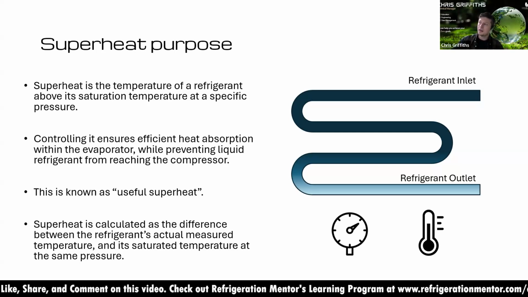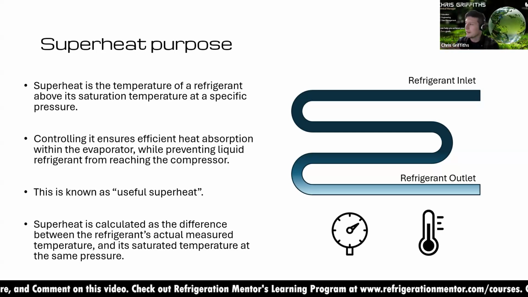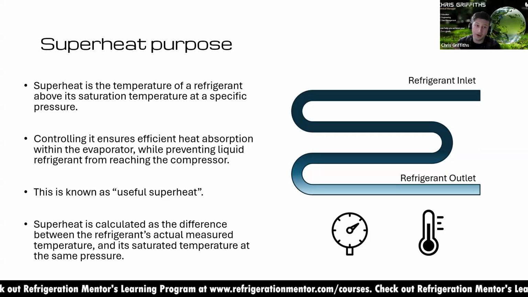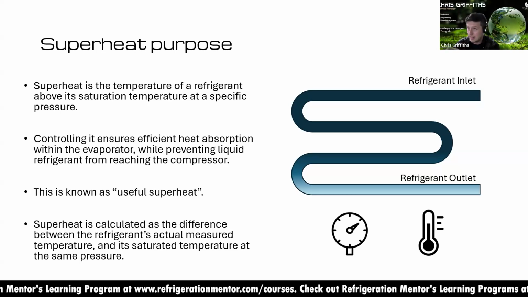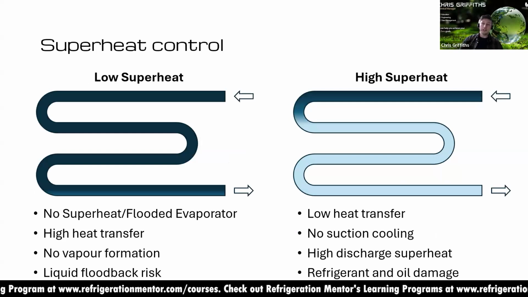On the right-hand side, we've got a very basic image of what an evaporator coil will be. Refrigerant will flow in, and as it gets towards the outlet, it will start to boil off, just shown as a change in color on here to give a visual indicator. And as we lead into how we control it, we can have issues of low superheat or high superheat.